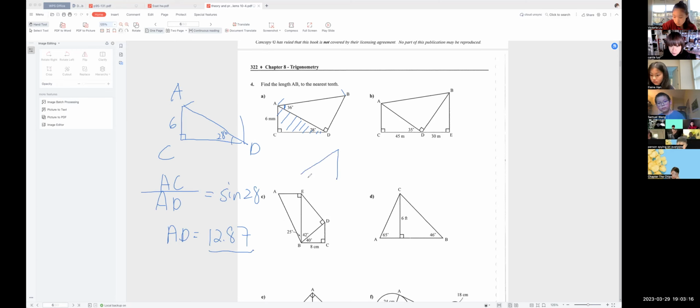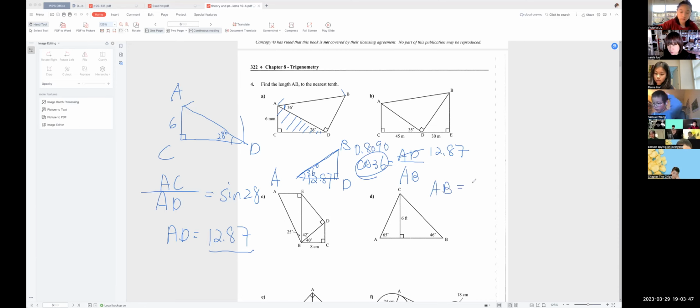So chapter, now the question became like that. This is A, this is D, this is B. So AD equals 12.87, and this one is 36 degrees, right? So how to find out AB? So cosine 36 equals AD over AB, correct? So AD we know it's 12.87 and cosine 36 we know it's 0.8090. So AB equals what? Equals 12.87 divided by 0.8090.